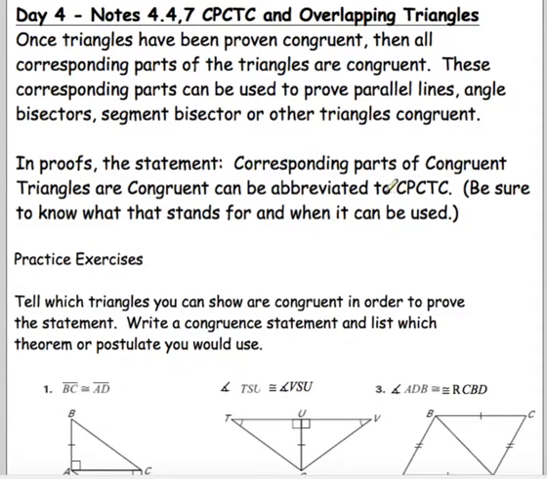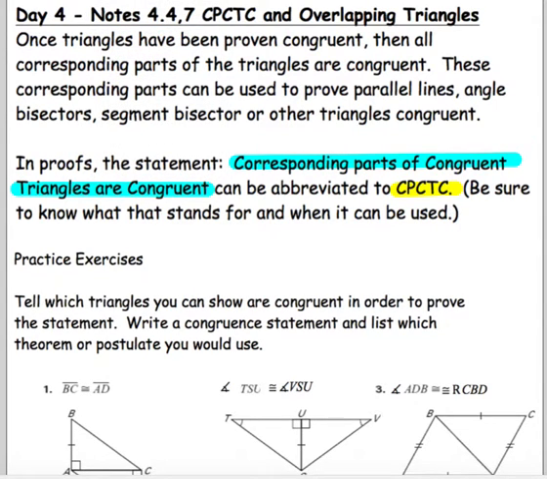We are going to be using CPCTC in the proof, and we need you guys to remember exactly what that stands for. So please practice knowing what this stands for and being able to write it out. You need to know what these words are and what this abbreviation means. So it stands for corresponding parts of congruent triangles are congruent. And so that's very important for us to understand and use in our proofs. And so we're going to be practicing that today in our notes.